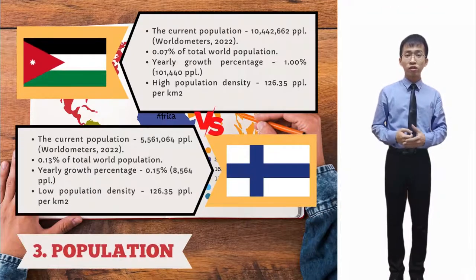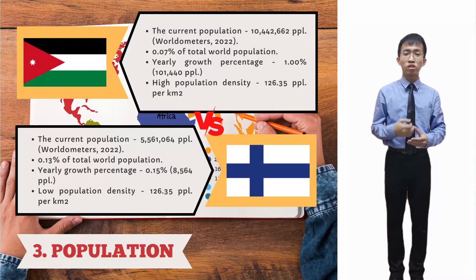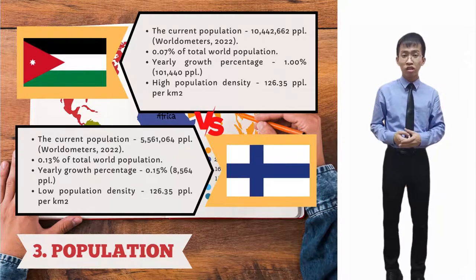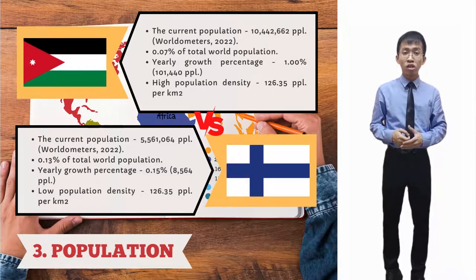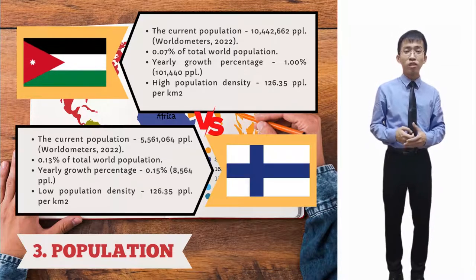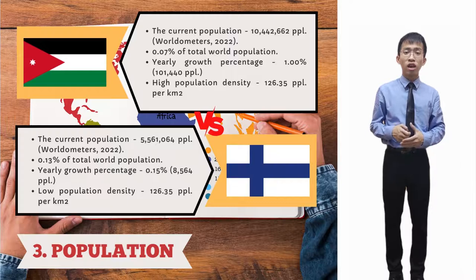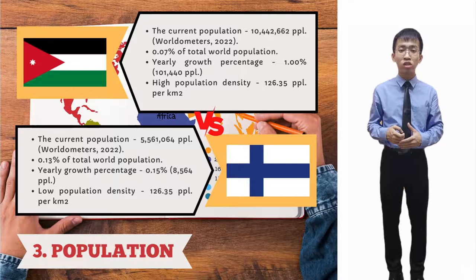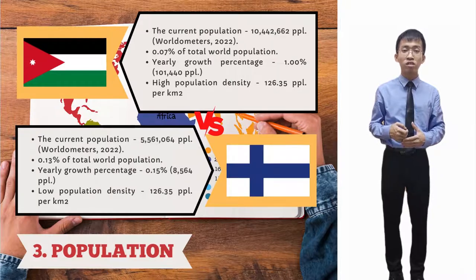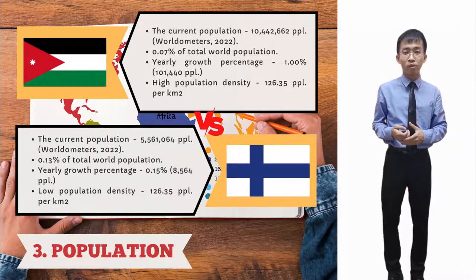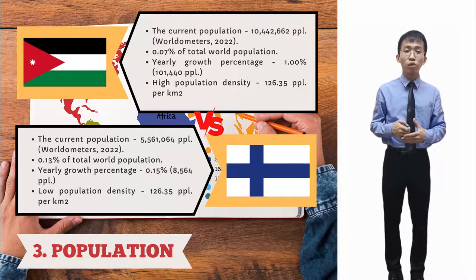Next, I will present the third difference between Jordan and Finland, which is in terms of their population. According to United Nations latest data in 2022, the current population of Jordan is 10,442,662 people. That is equivalent to 0.13% of the total world population, which is double the population in Finland, where Finland has a total of 5,561,064 people. That is equivalent to 0.07% of the total world population.